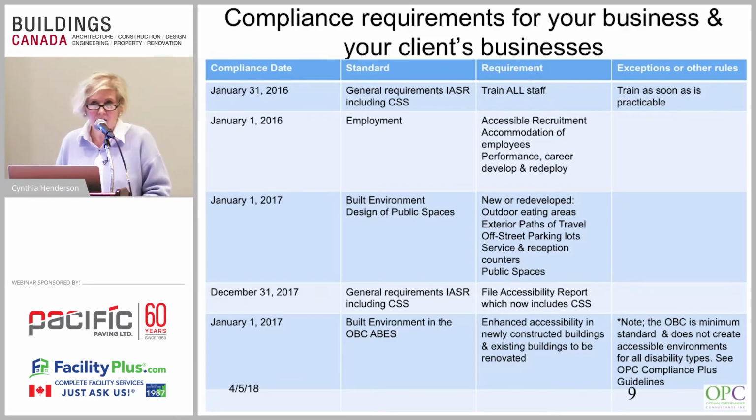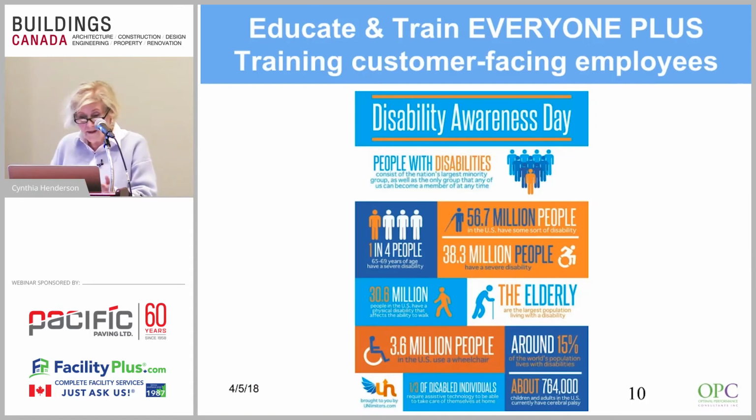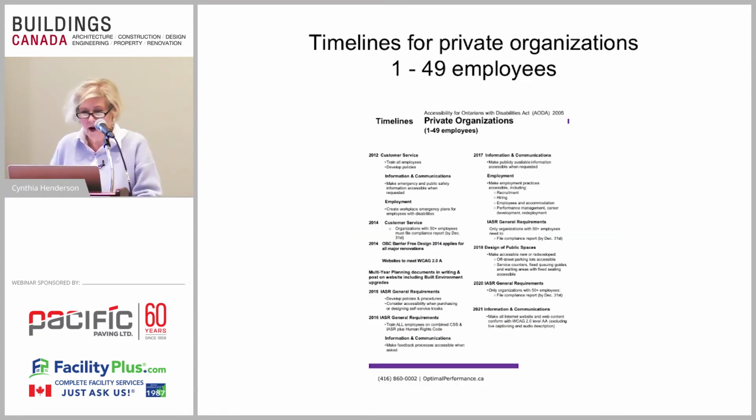For some reason, everybody thinks just because the building is done and the building inspector walks away, we're done. There's a lot of things that have to be put into place. This is again about the training and education. Just saying, 1 in 4 people now are going to be 65 to 69 years of age and may have a severe disability. Not everybody is severe, but it's the whole awareness, which is a good idea. And there's timelines for private organizations. You can speak to that, Jane.